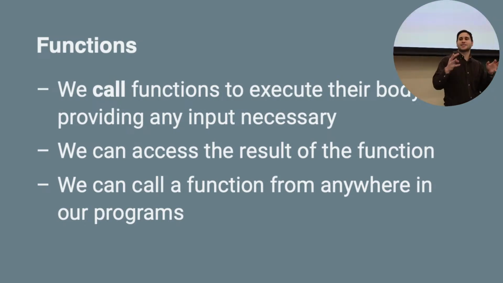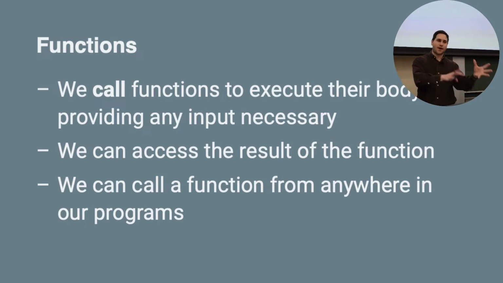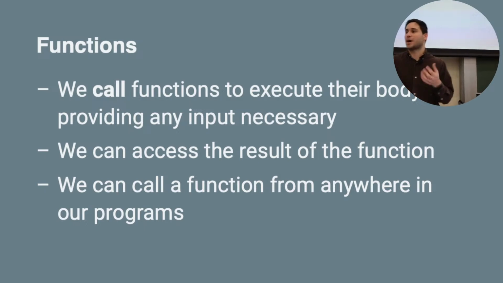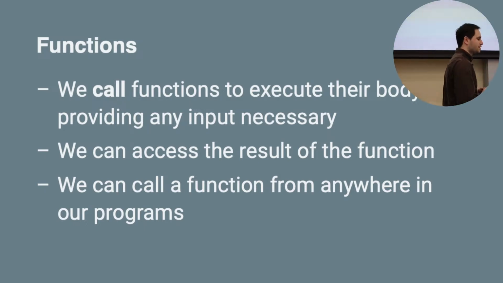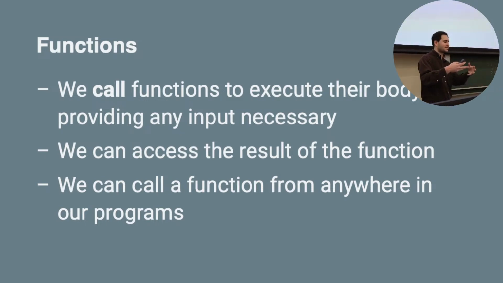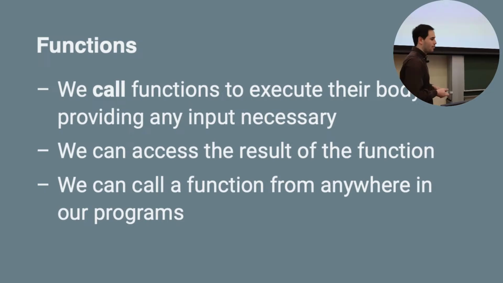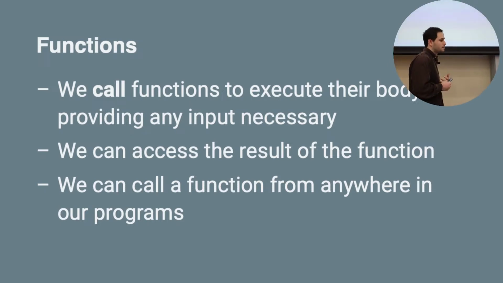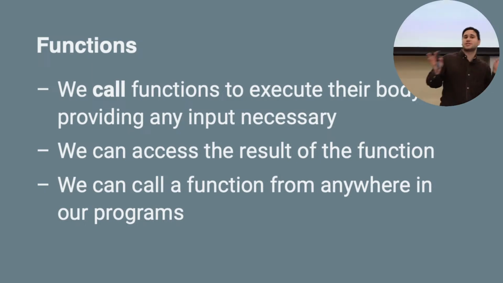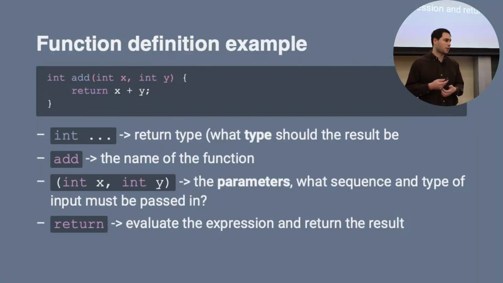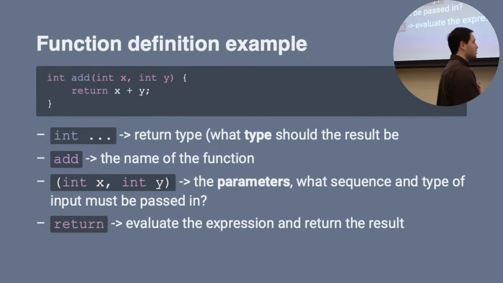So like most things in programming, we define functions and then we use functions. And the way we use functions is with a function call. That's how we actually execute functions. We have to provide it any necessary input, and then it will go off and run the body of the function. We can access the result of the function, and we can call our functions any amount of times we want, wherever we want. So let's look at some code, because I think those bullet points were getting a bit boring.